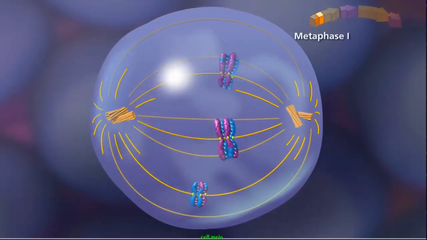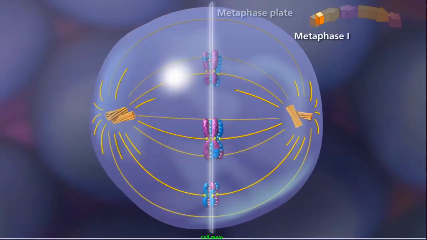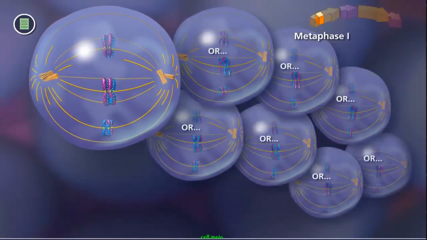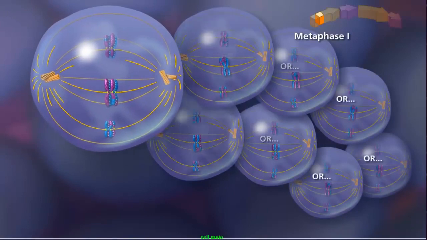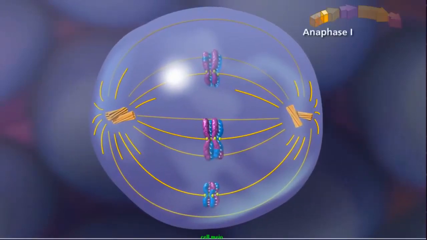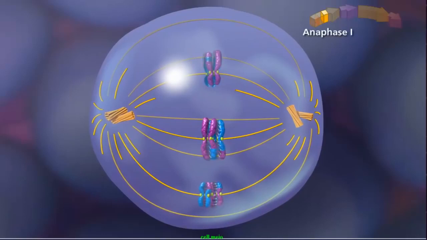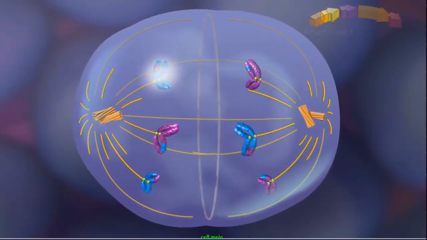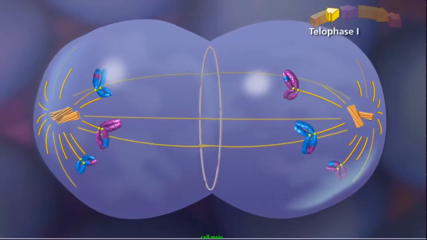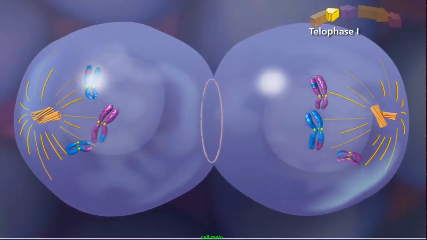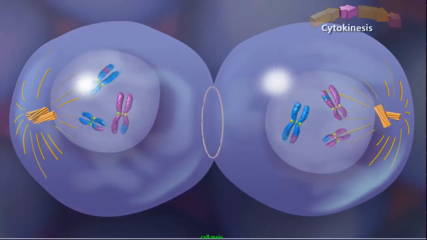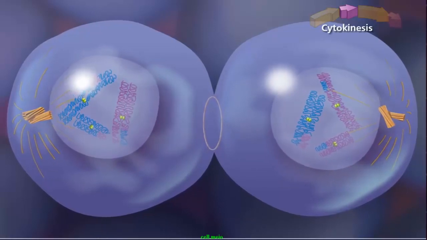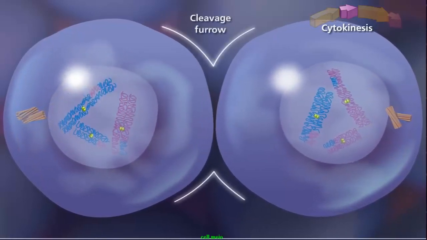During metaphase I, bivalents randomly align along the metaphase plate. Due to independent assortment, this alignment is random and adds to genetic diversity. In anaphase I, the homologous chromosomes separate and move toward opposite poles. Meiosis I ends with telophase I, when the chromosomes decondense and the nuclear envelope reforms. Cytokinesis separates the cytoplasmic material, and the 2 daughter cells are separated by a cleavage furrow.